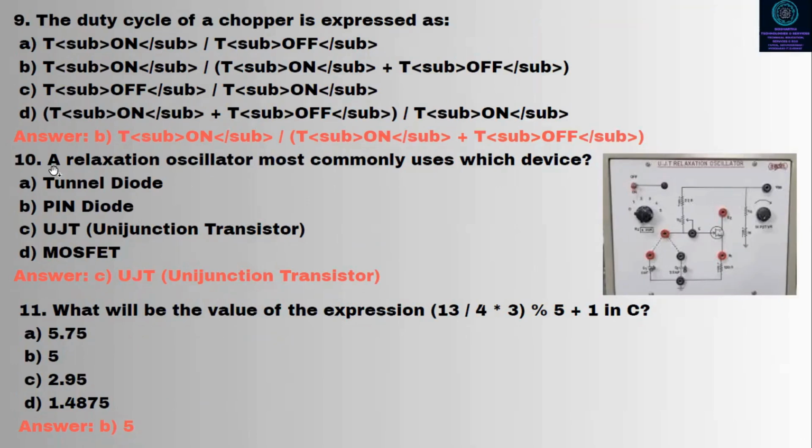Question number 10, a relaxation oscillator is most commonly built using which device? That is UJT. What does UJT stand for? Unijunction transistor. Nowadays for a relaxation oscillator we use a timer circuit, an IC called the 555 IC, for making that timer circuit. That is nothing but a relaxation oscillator. So the correct answer is UJT, unijunction transistor. Question number 11. What will be the value of the expression? This is again a mathematical question. The answer is 5 here.